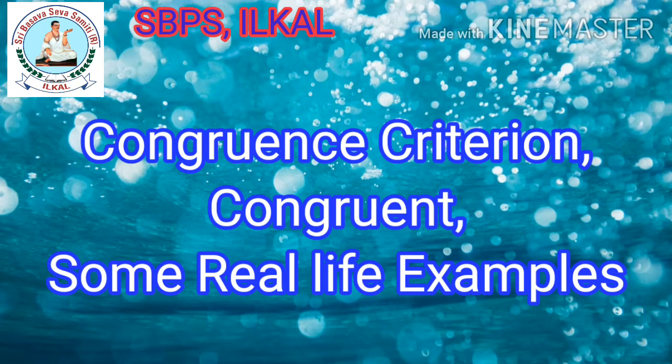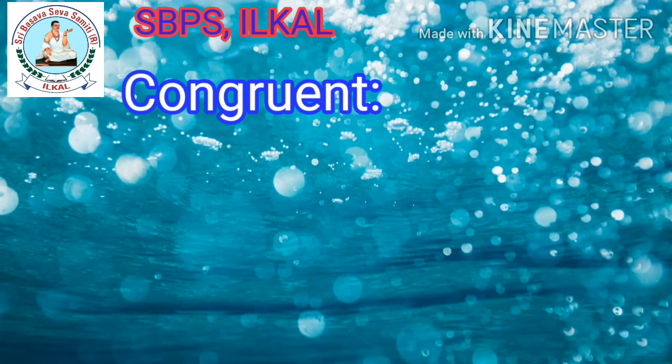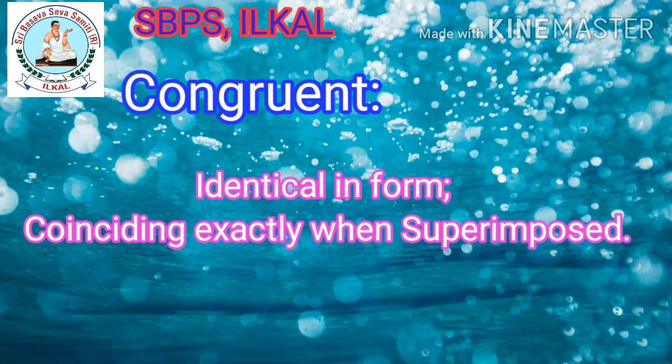Today you are going to learn some congruence criterion rules. What do you mean by congruent? And some real life examples for congruence of triangles. The meaning of congruent is identical in form or coinciding exactly when superimposed. Any two figures will be congruent when both the figures have the same size and shape.